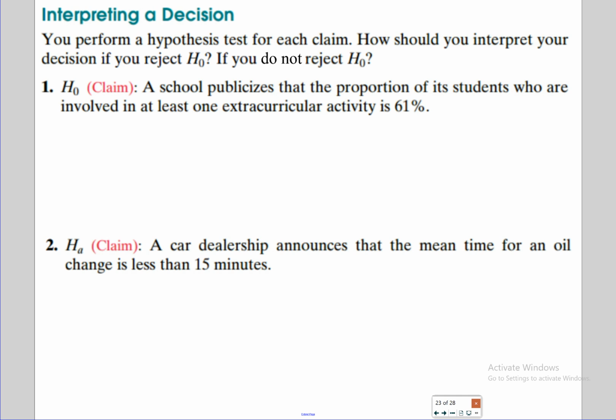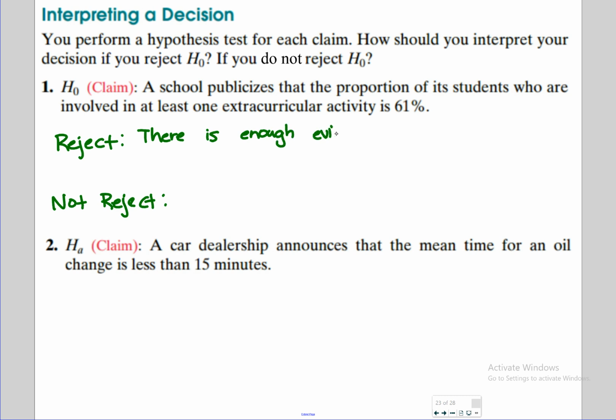All right, so we need to make a decision about what it's going to look like if the math that we eventually do tells us to reject or not reject, how we would summarize it, and what that would mean for this situation. If the math that we do tells us to reject, our wording would be, there is enough evidence to reject the school's claim. And you could even be a little more wordy with that if you want to. The claim that 61% of its students are involved in at least one extracurricular activity.